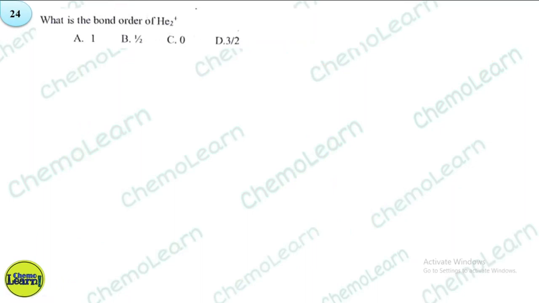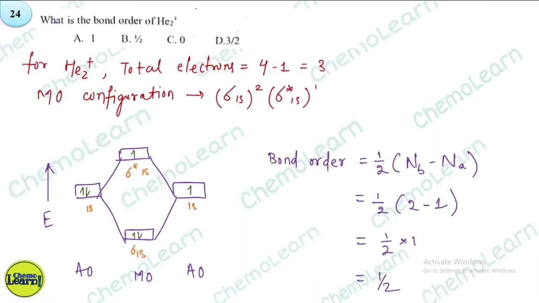Question number 24. What is the bond order of He2 plus? Options: 1, half, 0 or 3. We will follow the MO diagram here. For He2 plus, the total number of electrons will be what? One helium contains 2 electrons. Here He2 means a total of 4 electrons, but He2 plus has donated 1 electron. 4 minus 1 equals 3.